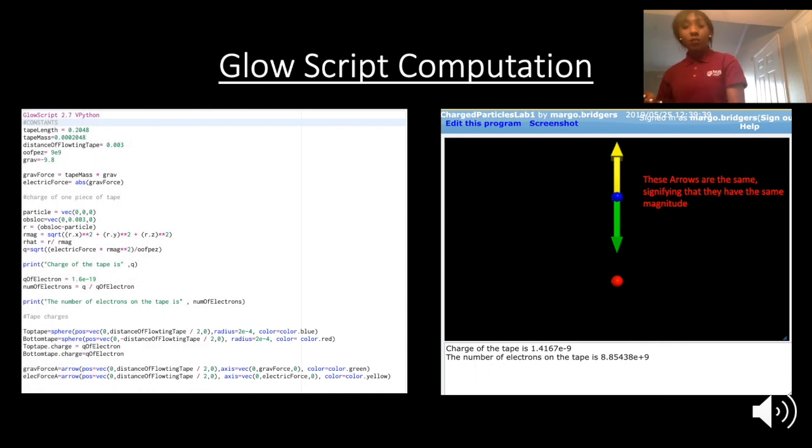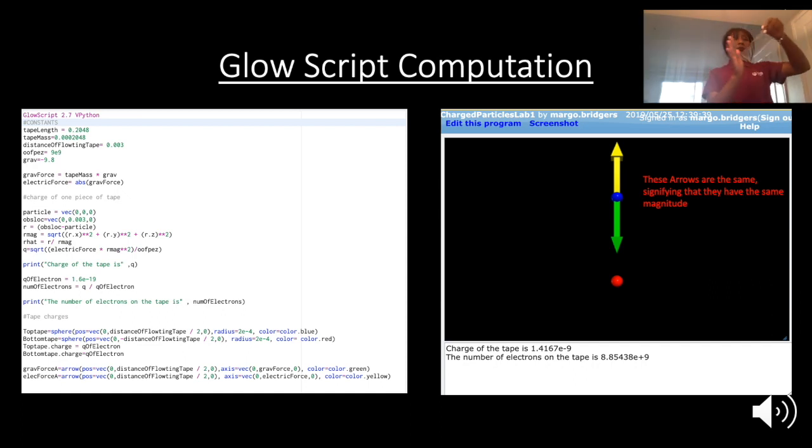Here are 2 screenshots. The first screenshot is of the GlowScript computation on how I calculated and got the answers for some of the equations that we talked about in previous slides. On the left, this shows a representation of those computations. The blue sphere represents the top tape, and the red sphere represents the bottom tape.